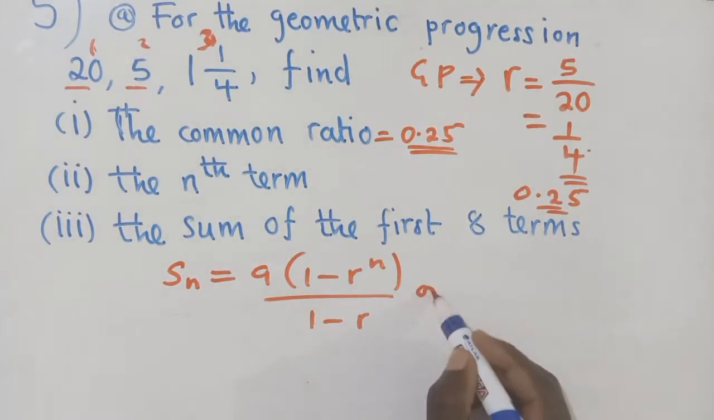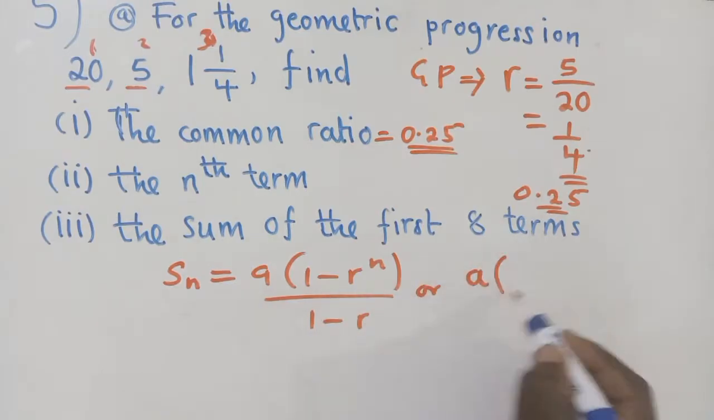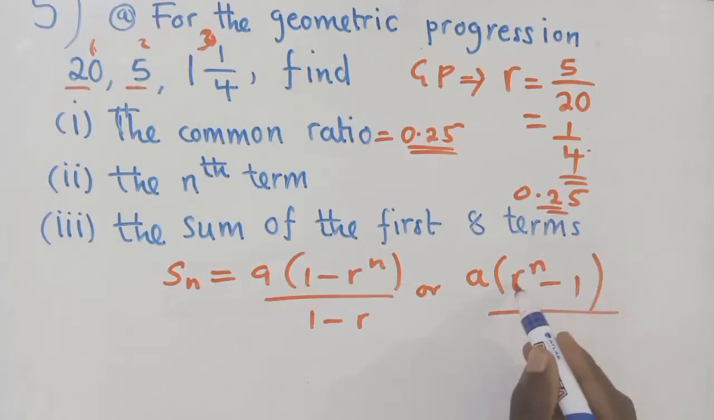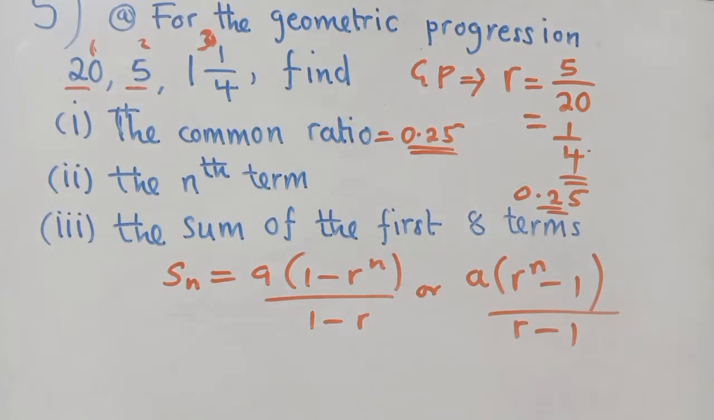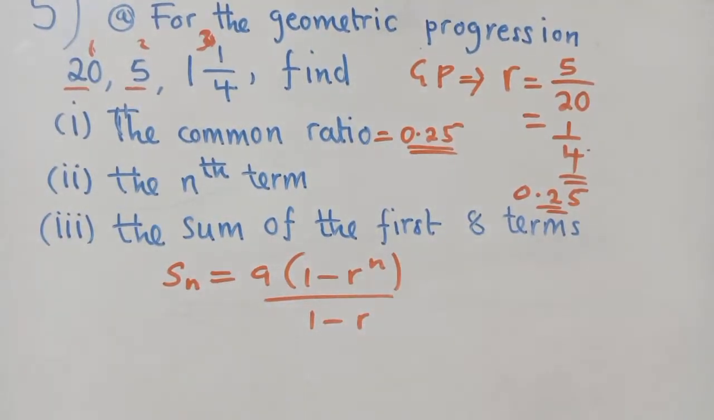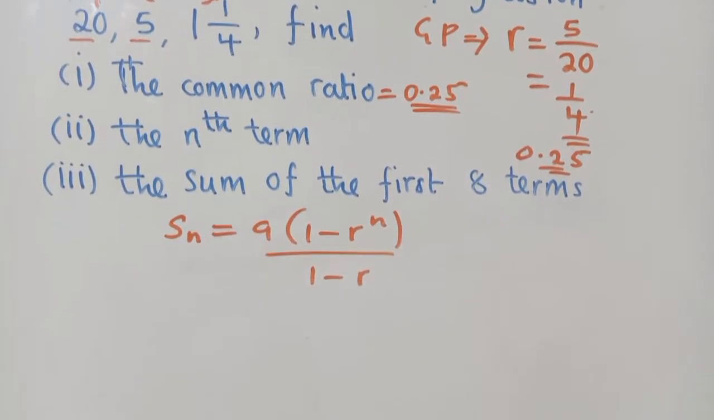Or if you want, you can write it like this. A, you start with r power n like that. So remember, we started with r. So the denominator will start with r minus 1. This is how it will be. Luckily, you are given these formulas. So you just check on the first page of your question paper. Once you open, you see that this formula is there.